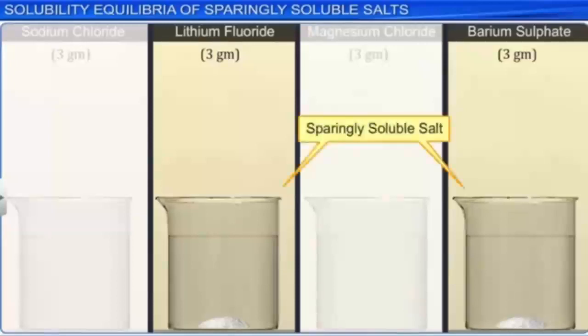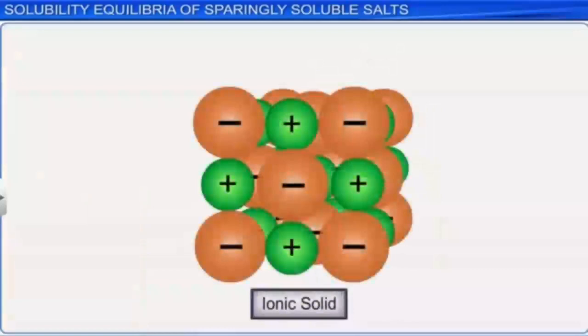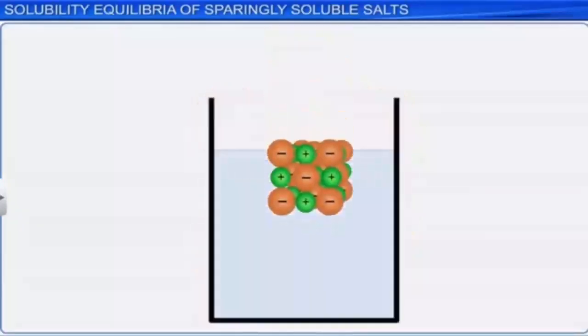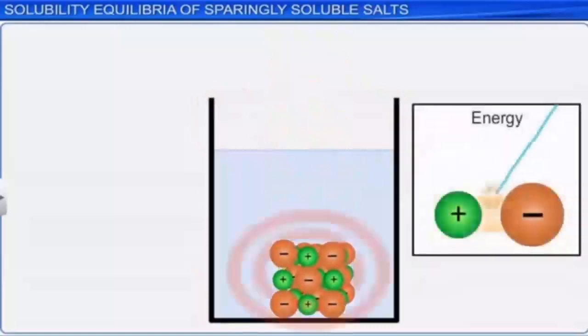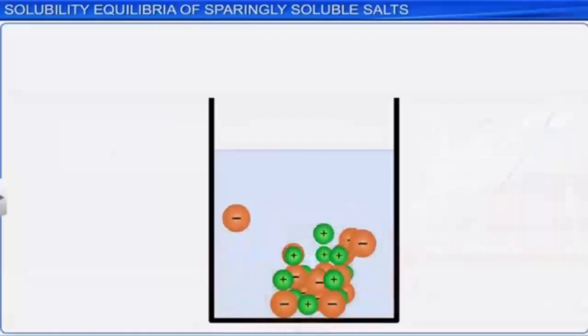Do you know why all the salts are not soluble to the same extent in water? Let us try to understand this. The ions in an ionic solid are held together by strong electrostatic forces of attraction. For its dissolution in the solvent, energy is required to overcome the attractive forces between the ions. This energy is called the lattice enthalpy.